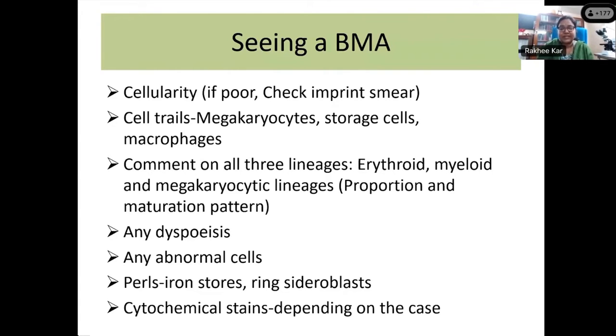Then of course, cytochemical stains depending on the case. So these are very basic aspects of a bone marrow aspirate.